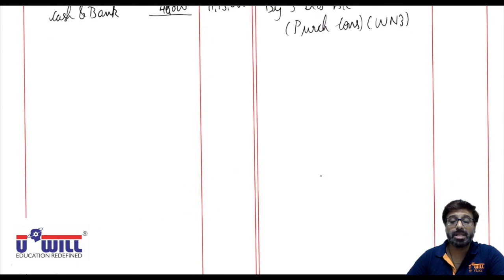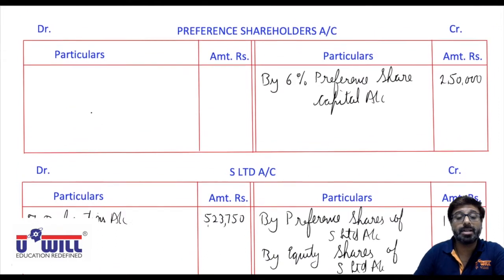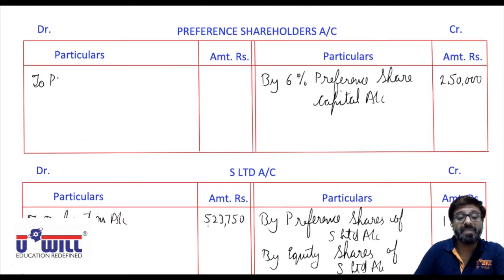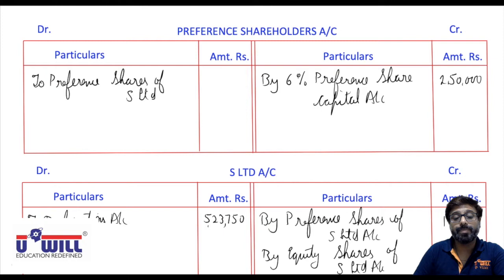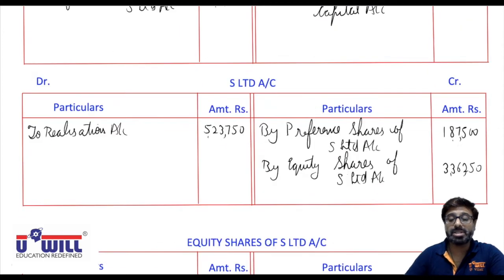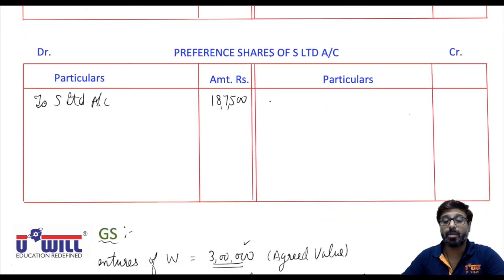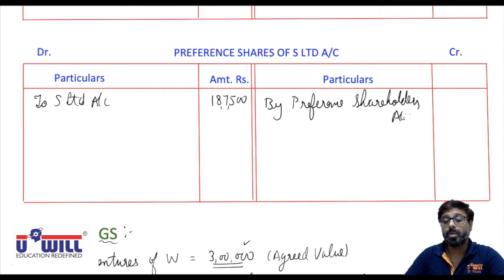So in the preference shareholders account, first we will do the payment on the debit side to preference shares of S Limited account, 187,500. Opposite side, preference shares of S Limited account by preference shareholders account, 187,500. Okay, opposite side we have done.